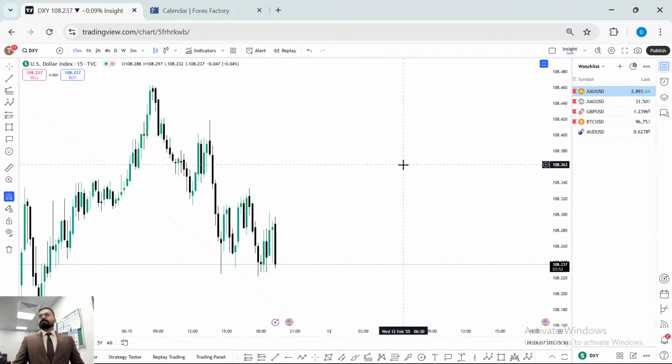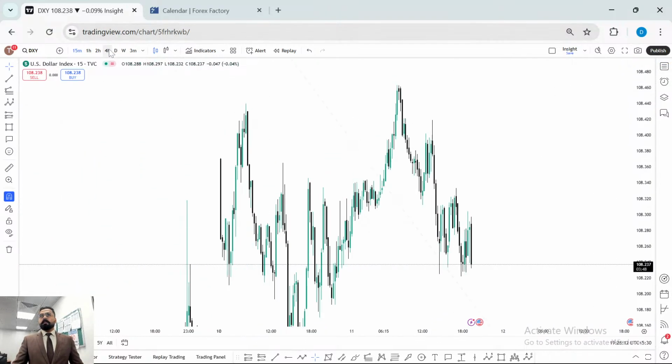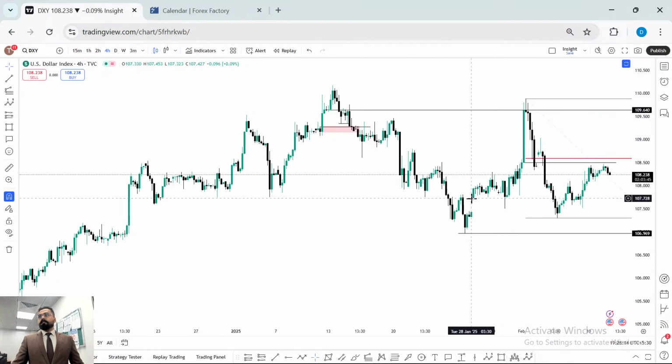Whenever you're trading, just go ahead and look for this as well. That is the dollar price index. That is the dollar movement. Look for these scenarios as well.